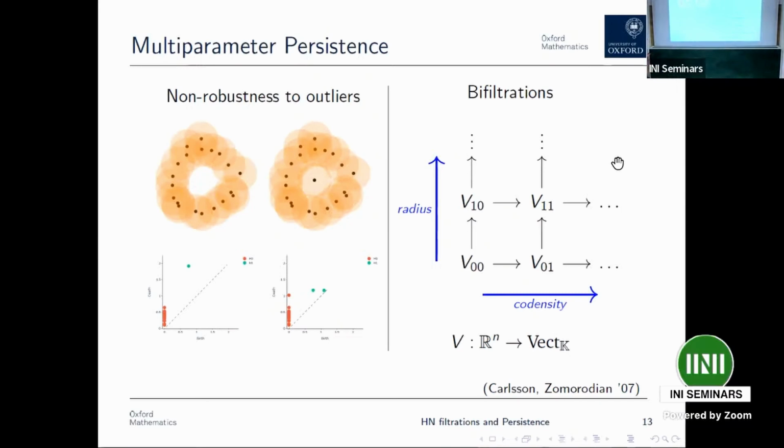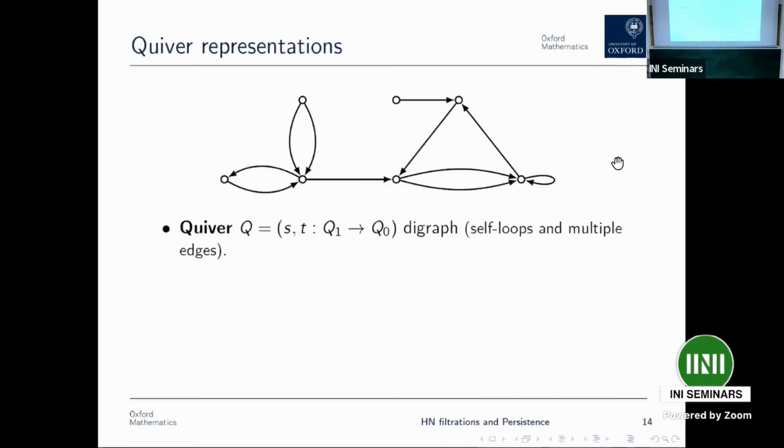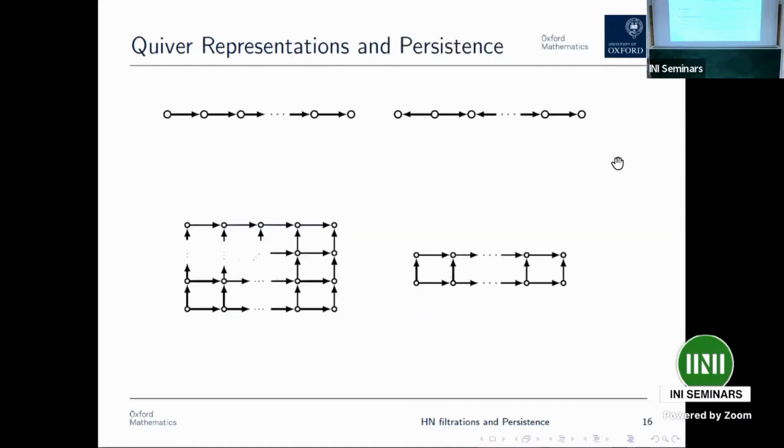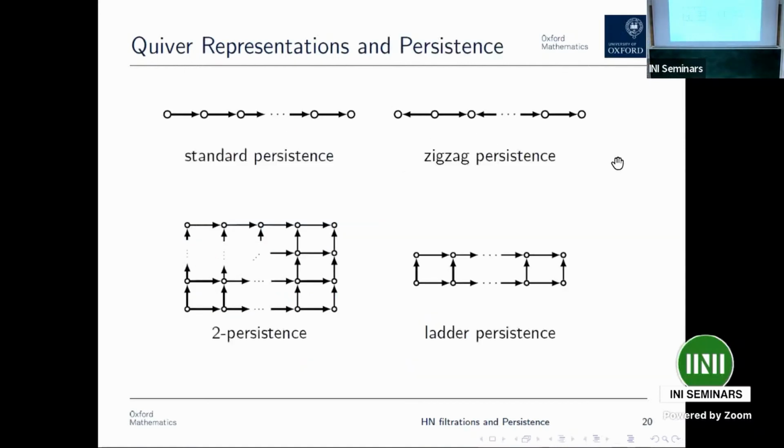Okay, so now I will try to motivate which quiver representations we are interested in based on what we've done. So these are my notations for quiver representations. S and T are source and target maps, and those are the most interesting quiver representations in TDA.